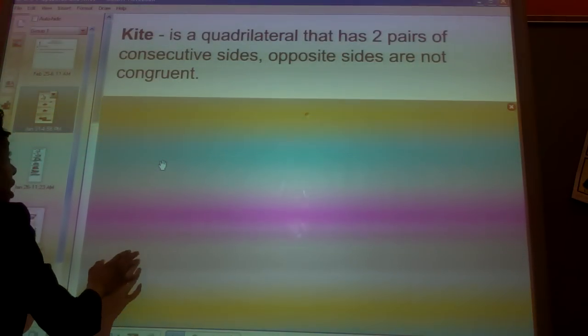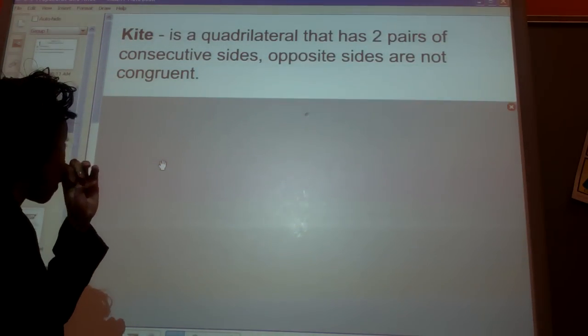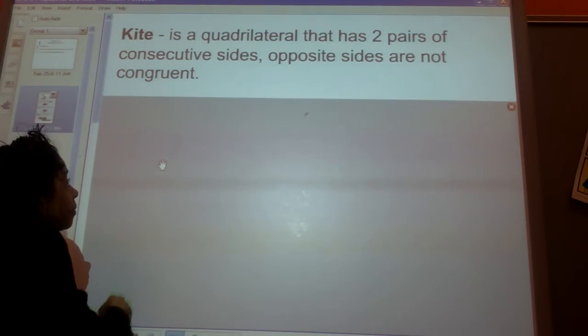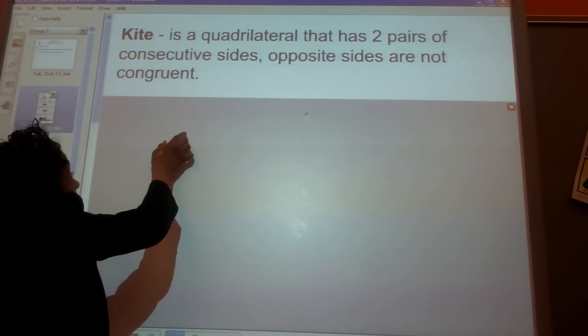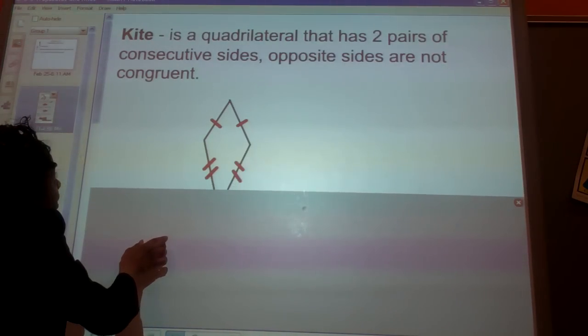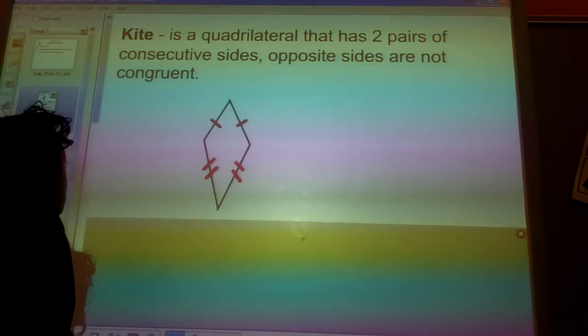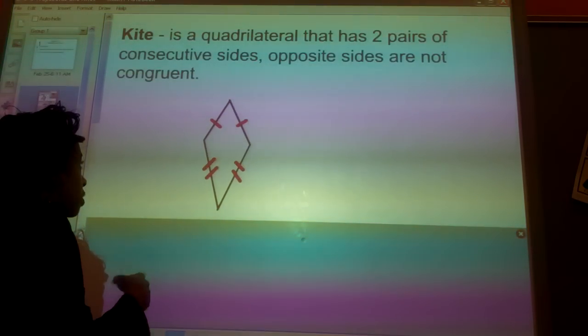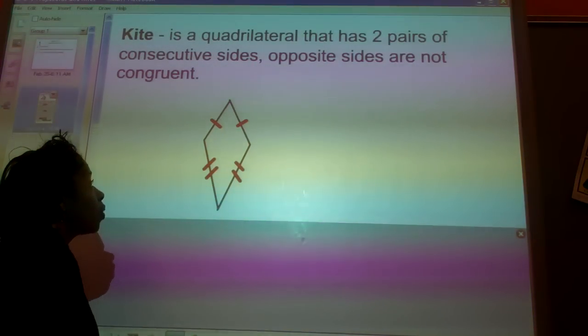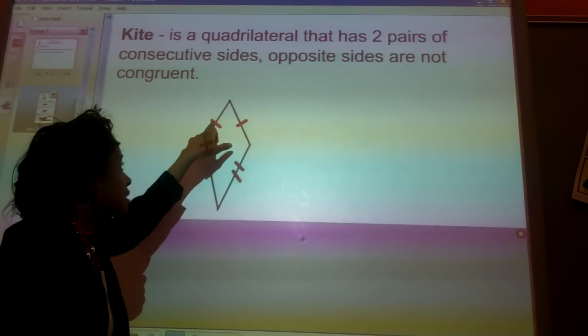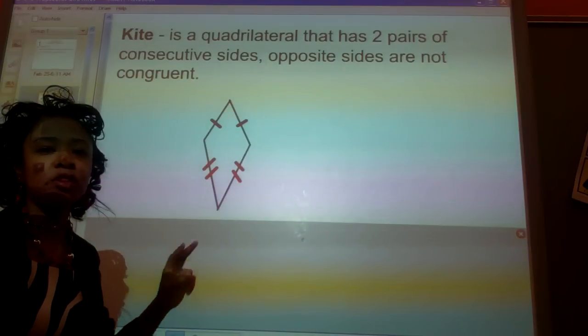A kite is actually a quadrilateral. Remember, a quadrilateral is a 4-sided polygon. A kite has 2 pairs of consecutive sides that are congruent, but the opposite sides will not be congruent. For example, here's a kite. We have 2 consecutive sides that are congruent. You have to find the 2 consecutive sides.